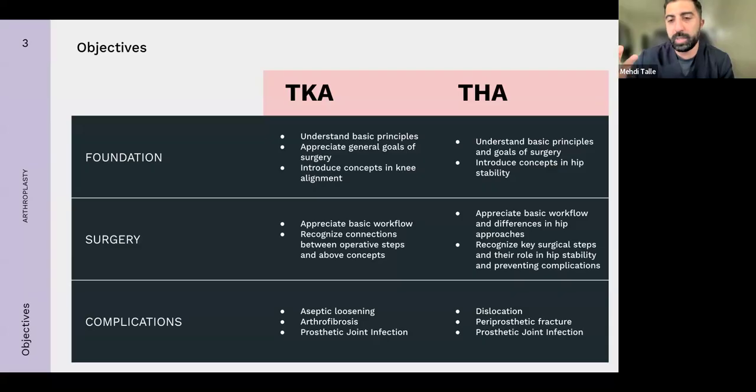With total hip, it'll be similar, but as you'll notice, there are a few key differences, whereas in the foundation section, we'll talk more about hip stability rather than alignment. And tying that in with the surgical management, how the different surgical steps play their role in achieving hip stability and preventing complications. And again, that follows through when we talk about complications later on as well. We'll also say a word about periprosthetic fractures, which are becoming increasingly common as arthroplasty is being performed at a higher rate with an aging population.